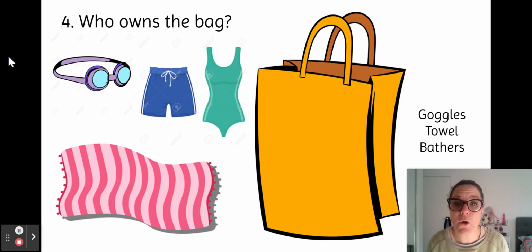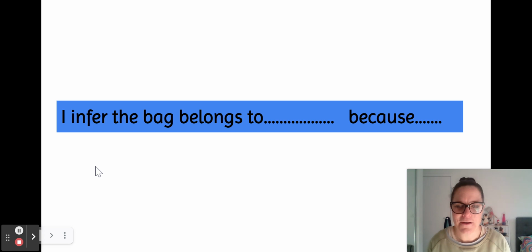All right, number 4, who owns this bag? So the bag is filled with goggles, bathers, and a towel. Make an inference, read between the lines. I infer the bag belongs to because. I infer the bag belongs to Ariana Titmus because she loves swimming and she's an Olympian.